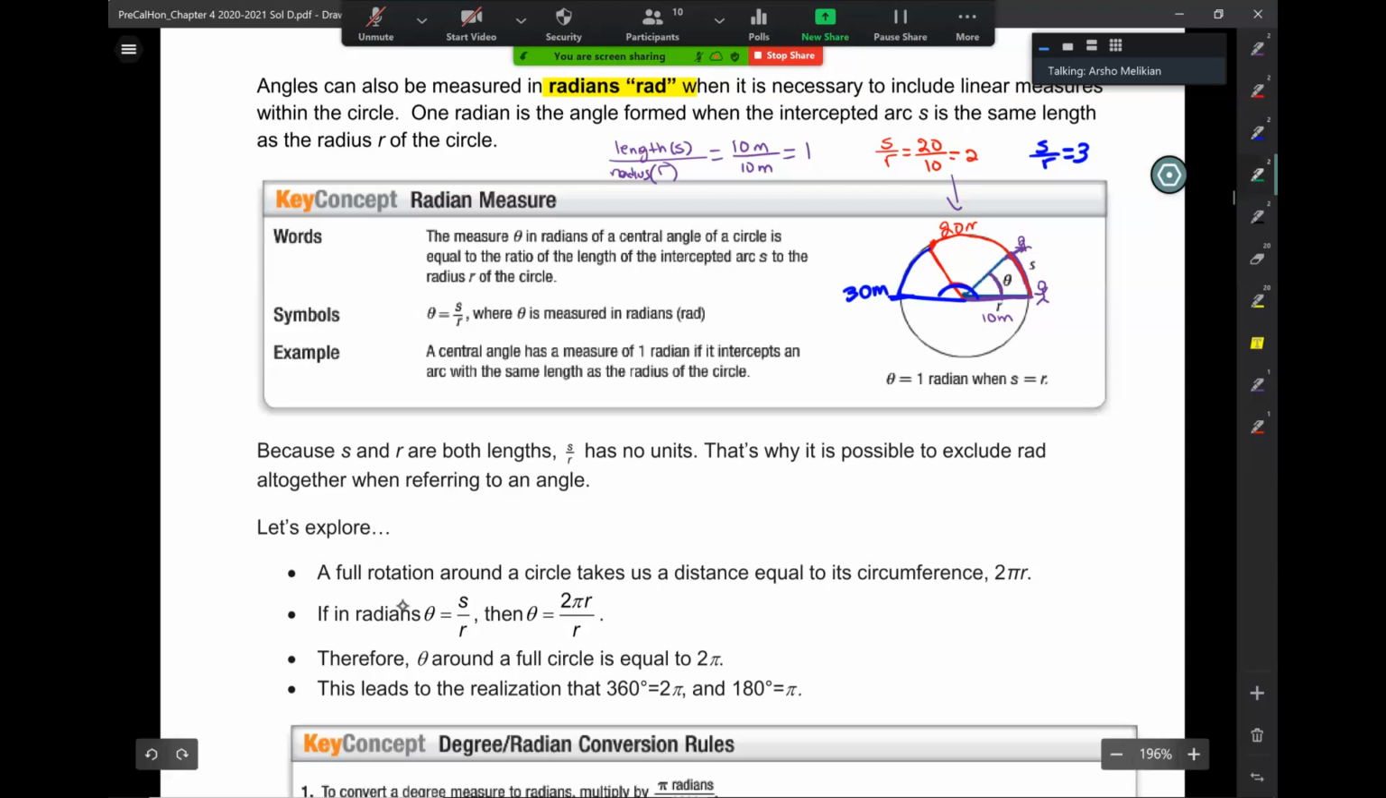Now suppose you walk a little bit more to here and he just stops you and you're tired and you want some water, and you've walked 31.4 meters. What's your ratio now, S over R? 31.4 over 10. How much is that? You guys know. It's a magic number. It's 3.14. So here we've made an angle of 3.14.